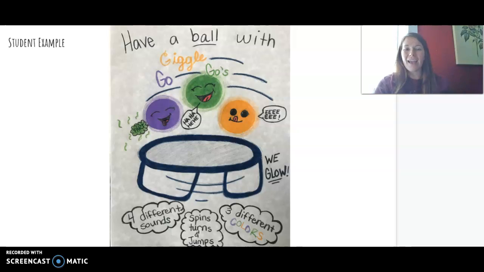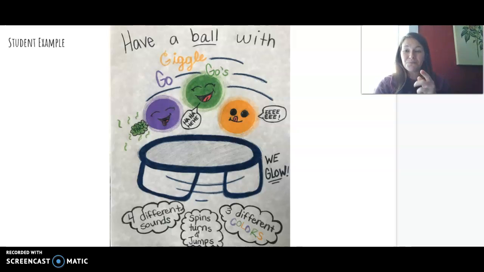The last thing I'm going to show you is an example of student work, which really is my work. I have these Giggle Go-Go's that I have created as my product, and this is my fun advertisement. I have a little bit of humor with one of the Giggle Go-Go's farting because that's one of the noises it makes, and I have a little saying. It says have a ball because they're balls. And then I highlight at the bottom different parts of their features, like they have 4 different sounds, they spin, turn, and jump. There's 3 different colors, and then it says we glow. So all these are examples highlighting the best part of my product.